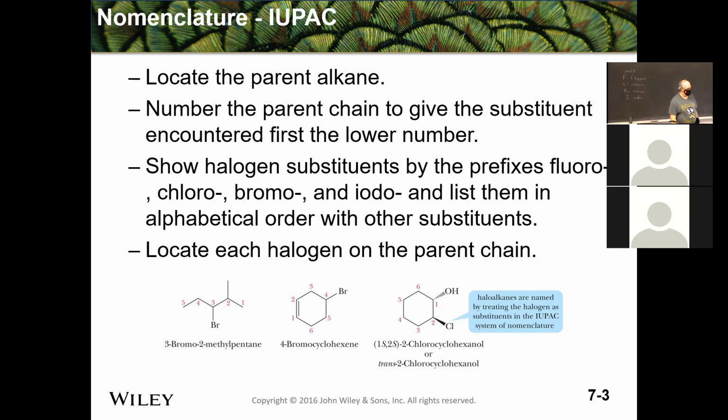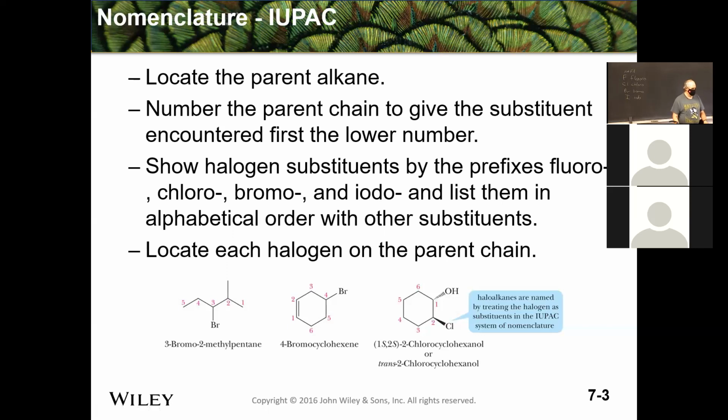In the middle compound, the alkene takes priority. That's the highest priority group, and that's automatically between carbons 1 and 2. The halogen will fall where it may. So that means the bromine is on carbon number 4. We want to go in the direction such that we give the bromine the lowest possible number. So this is 4-bromocyclohexene. It's understood the double bond is between 1 and 2, so we didn't locate that.